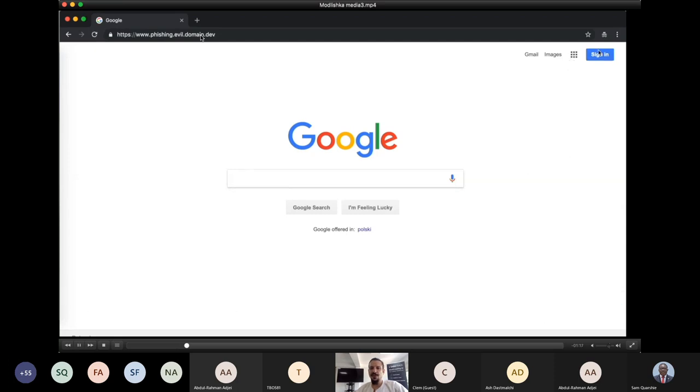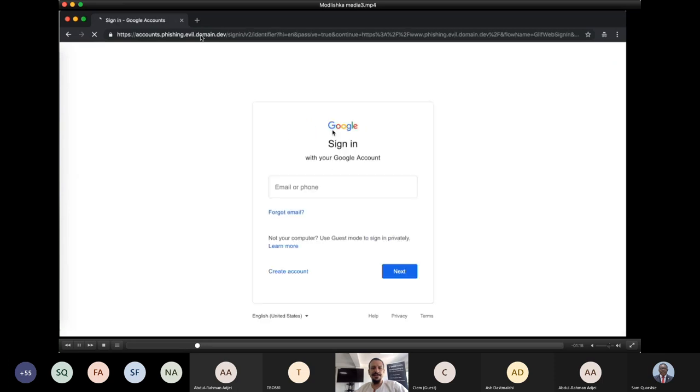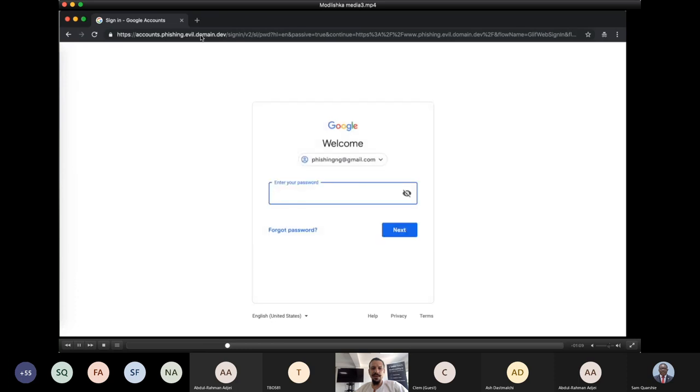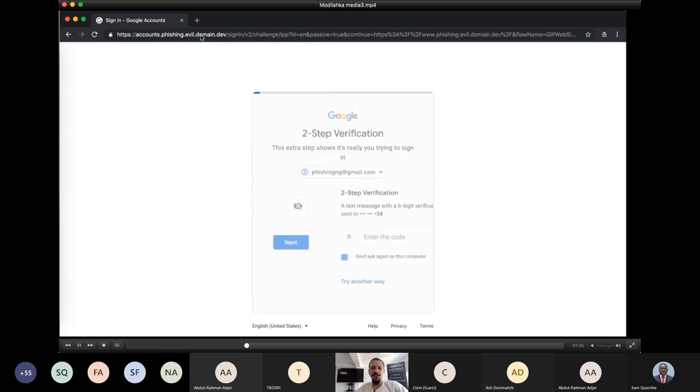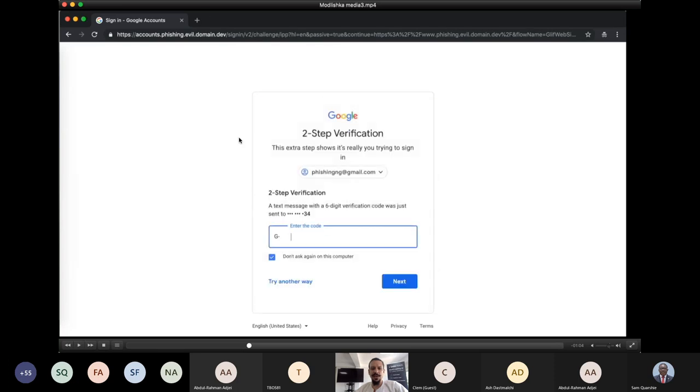So it looks exactly like Google. You click on sign in, you put in your email. I'm sure you guys do this on a daily basis. Next page for your password. Now, if you have enabled two-step verification on your Google account, which is a free-of-charge service, it sends you a text message with a six-digit verification code to your phone. This way, if someone has your password but doesn't have your phone, they can't access your account.